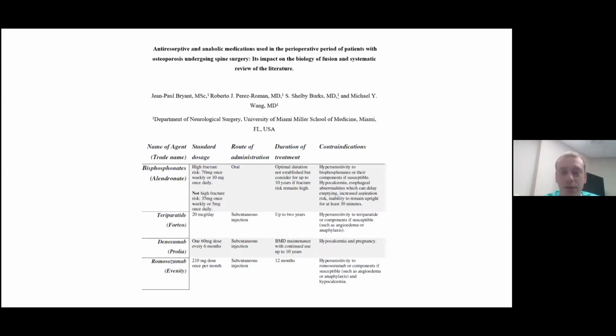And there are several studies looking at this, and they suggest that patients taking bisphosphonates usually only take them for 8 to 12 months because they're tired of taking a pill every day. This is an attractive alternative for patients that have osteoporosis.